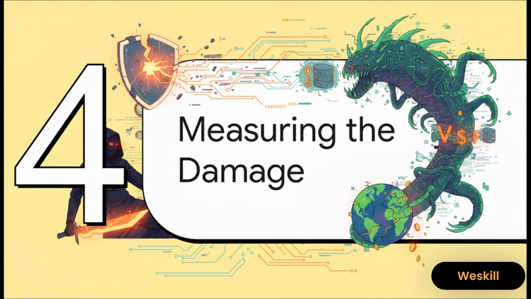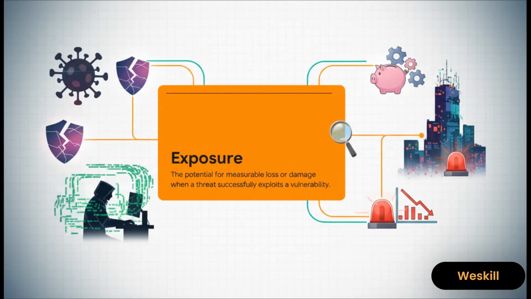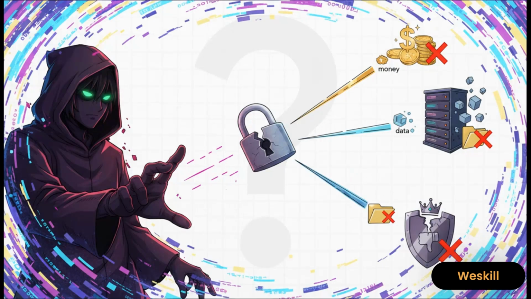This brings us to the final and maybe the most important piece of the puzzle. What's actually at stake here? What's the potential damage? This is what we call exposure. And exposure basically answers the so what question. It's the measurable, quantifiable loss or damage that can happen if an attack actually works. It's not some abstract idea. It's about the very real consequences. To put it another way, exposure puts a price tag on what's at risk.